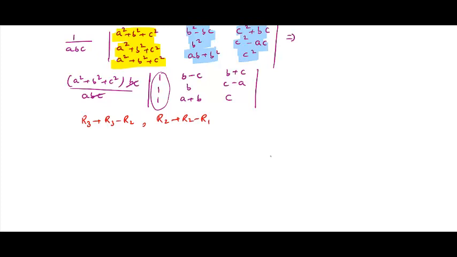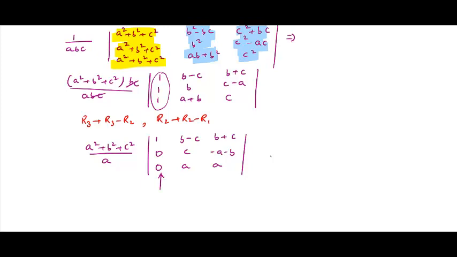now this becomes A square plus B square plus C square upon A, and this becomes 0, this becomes A, this becomes A, becomes 0, C, and from here we are subtracting, so we get minus A minus B, and then you have 1, B minus C, and B plus C, right? And in fact, if you want, you can now simply expand this along the first column.